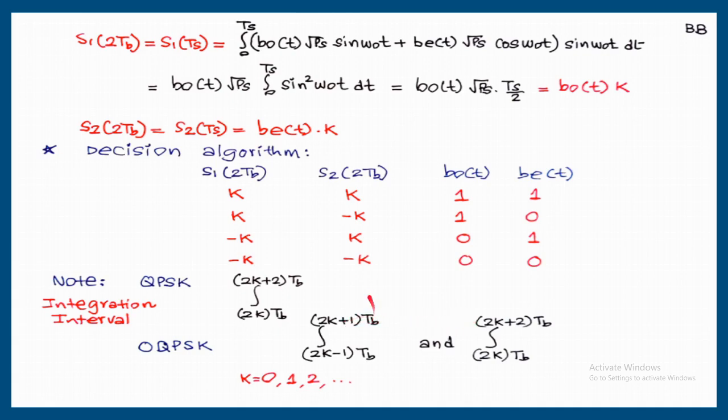So this difference we should write when doing integration, but the answer remains the same. That answer is based on that interval. The interval is 2TB seconds, that is TS seconds. So when you are making the block diagram of offset QPSK, just remember this difference. We should show this difference in the integration sign. Otherwise, the same block diagram can be used for QPSK or offset QPSK. Both receivers are the same.